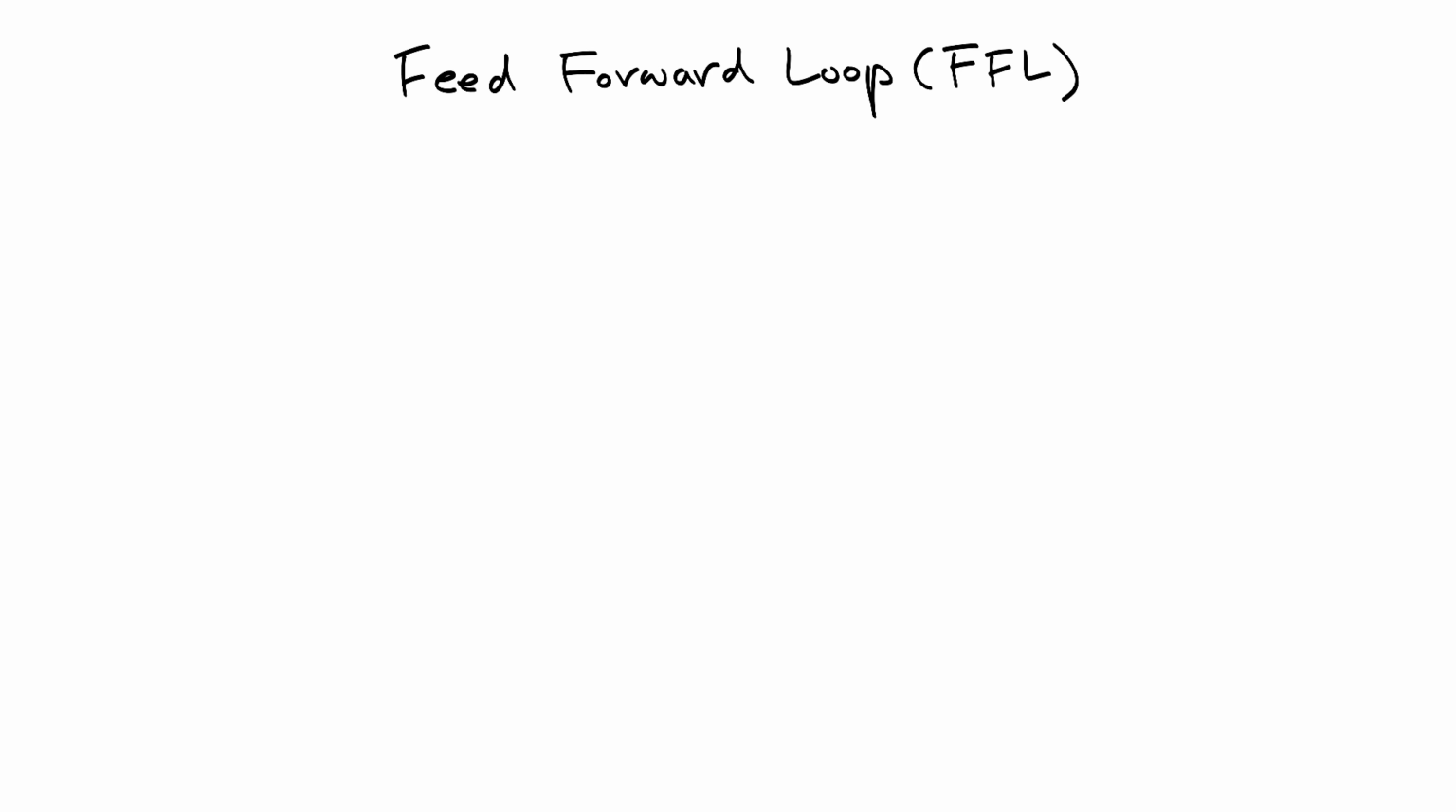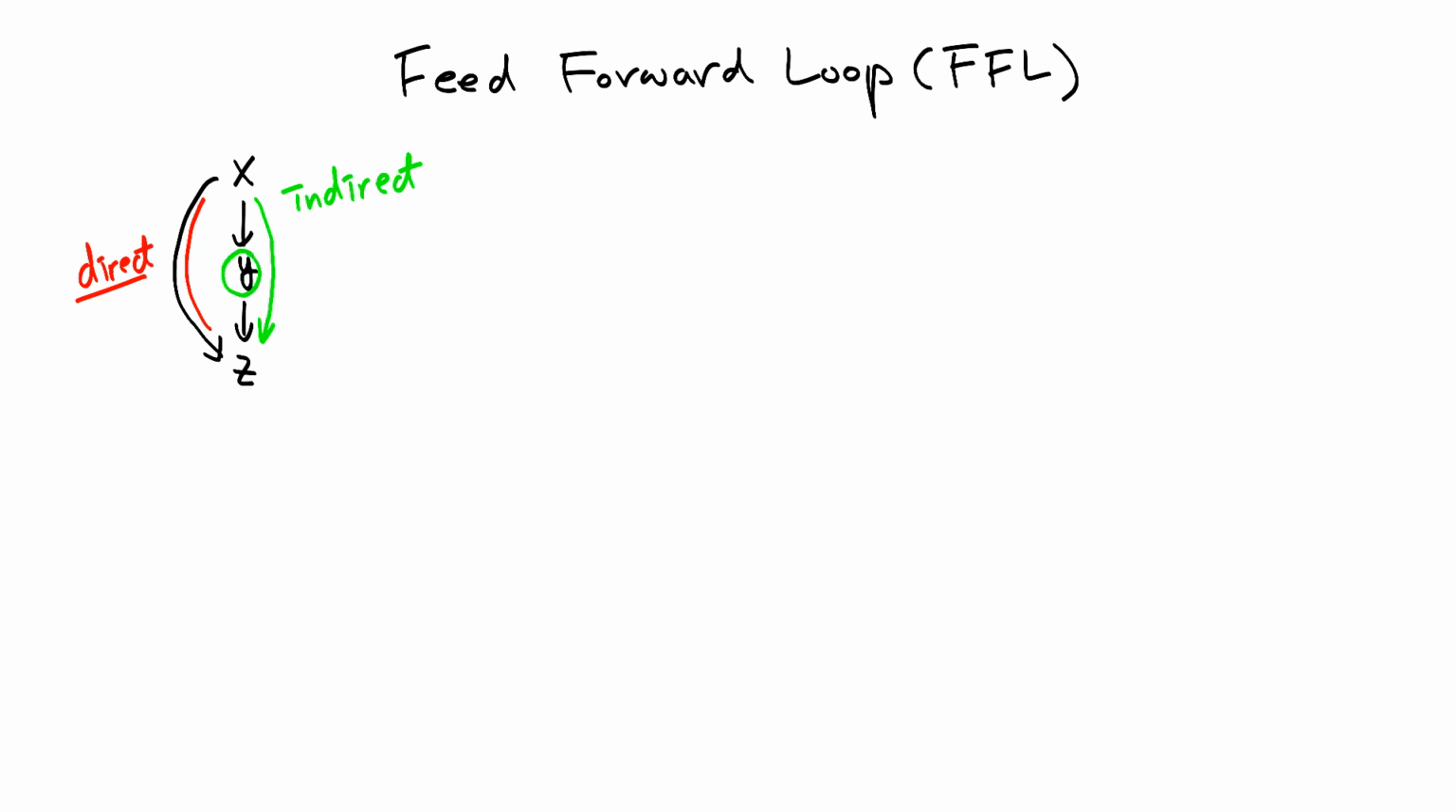Now, I'm going to talk about feed-forward loop, or FFL. Let's say we have this 3-gene network. X activates Y and Y activates Z. At the same time, X is activating Z. We have this direct path where X is activating Z directly, and we also have this indirect path through which X is activating Z through Y.